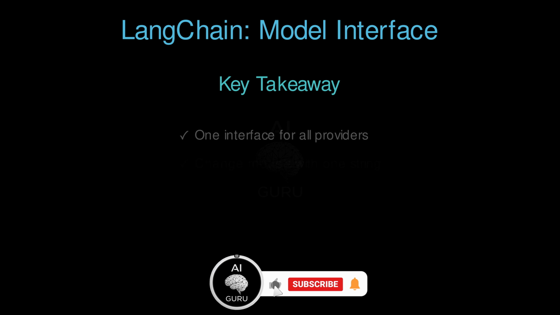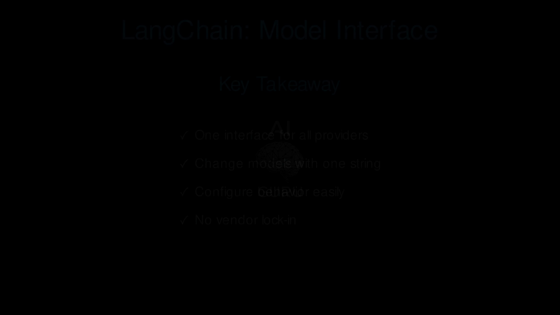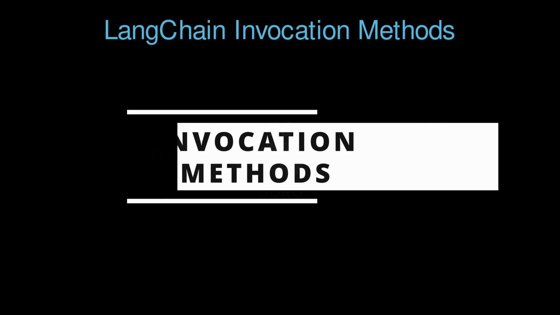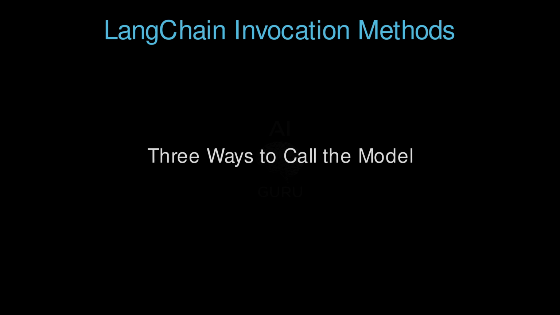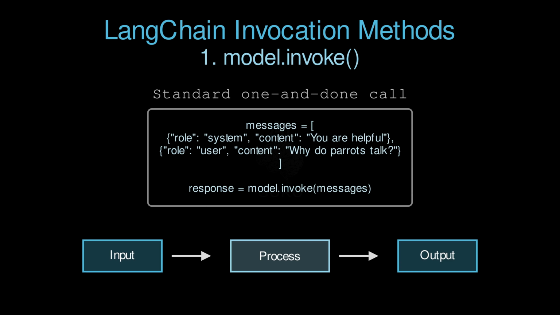So we have our model initialized. This brain is ready to go. Now we actually need to talk to it. Which brings us to phase 2. Invocation methods, right? Invocation is just a fancy word for calling the model. And there are 3 main ways. We'll start with the simplest one. Invoke. This is the standard call, right? Like sending an email and waiting for a reply, pretty much.